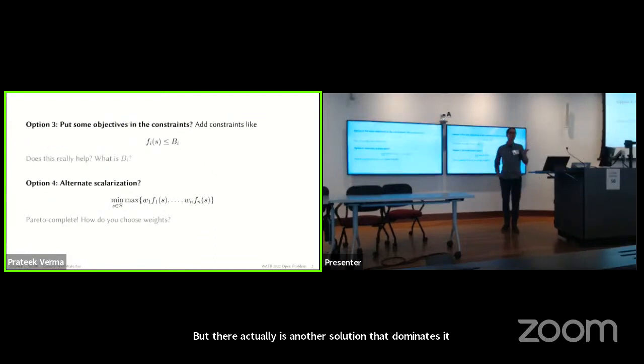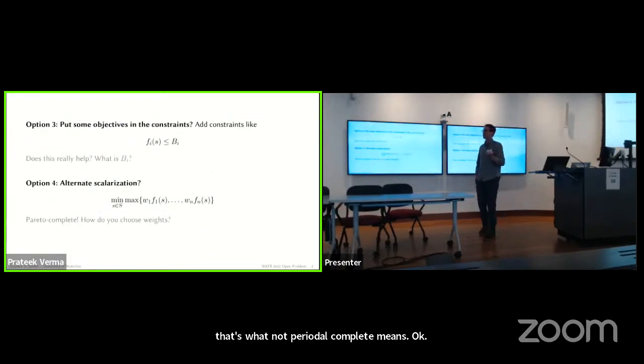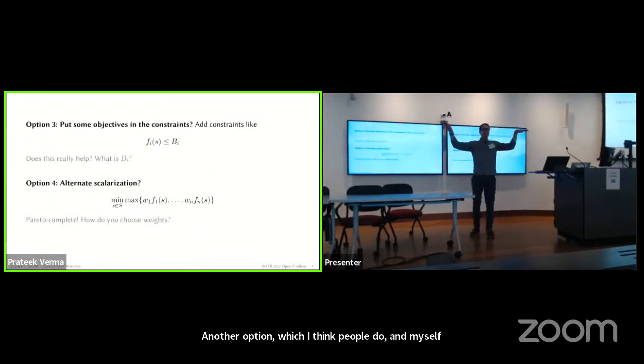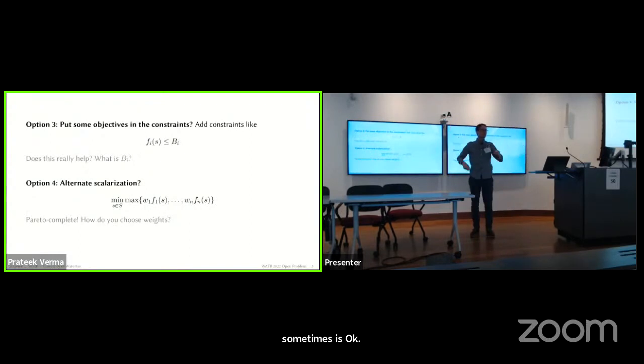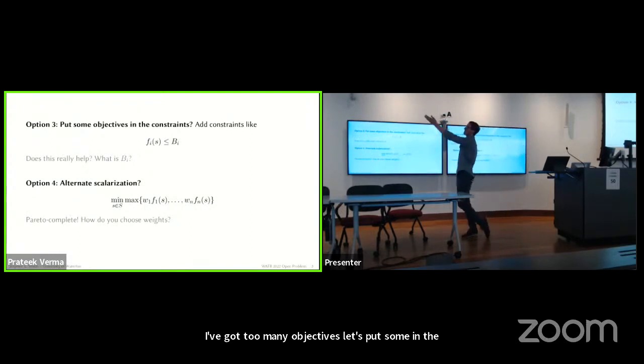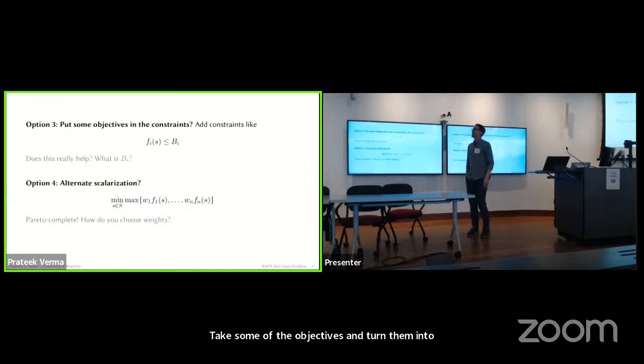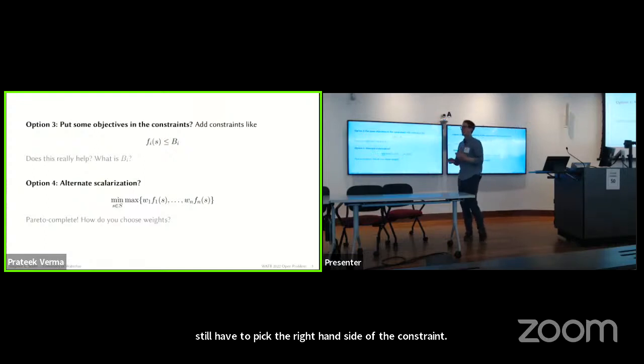Okay, another option, which I think people do, myself included sometimes, is, okay, I've got too many objectives, let's put some in the constraints. Take some of the objectives and turn them into constraints of the form Fi of S is less than or equal to Bi. And I guess my question there is, have we really achieved anything? I still have to pick the right-hand side of the constraint. So I don't have a Wi, but now I have a Bi instead.